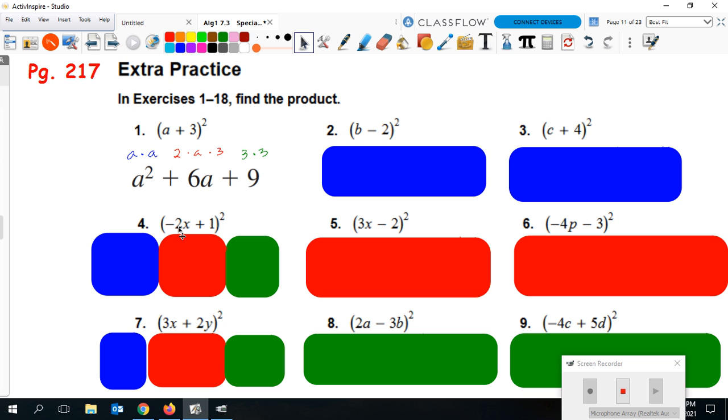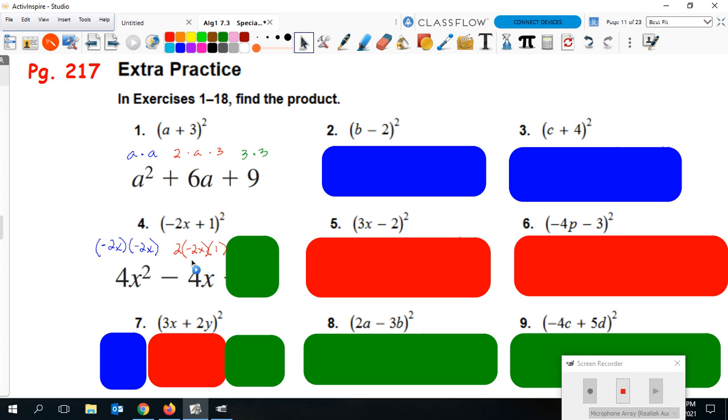All right, for number 4, same pattern here. We're going to multiply the first one, the negative 2x times itself. So negative 2x times negative 2x is positive 4x squared. The middle one is going to be starting with 2 times these two times each other. So 2 times the negative 2x times the positive 1 is going to give us a negative 4x for the middle one. And then 1 times itself, 1 times 1 is still 1, so positive 1 in the back.